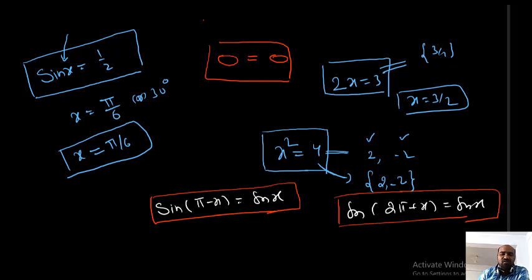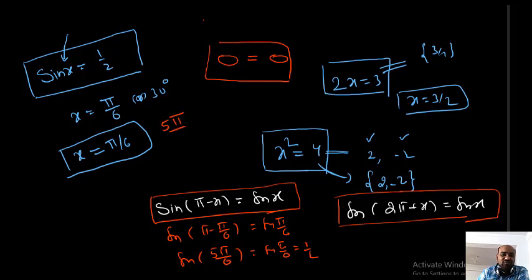Put x equal to pi by 6 here. What happens? Sin of pi minus pi by 6 equal to sin pi by 6 only. Sin of pi minus pi by 6, that is 5 pi by 6, also equals sin pi by 6 only. Sin pi by 6 is 1 by 2 only. What is the meaning of that? Instead of this x, I can write 5 pi by 6 also. Not only pi by 6, 5 pi by 6 also I can write.